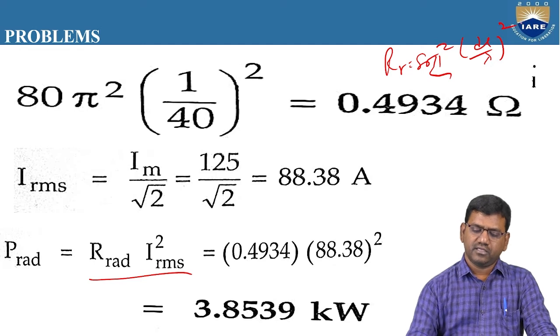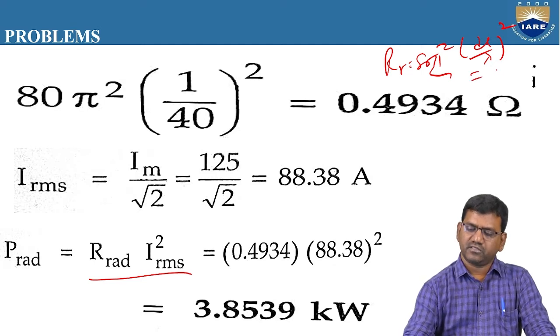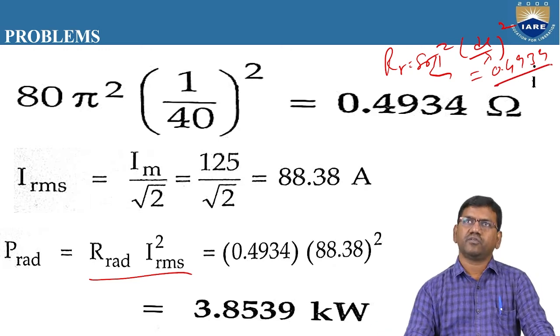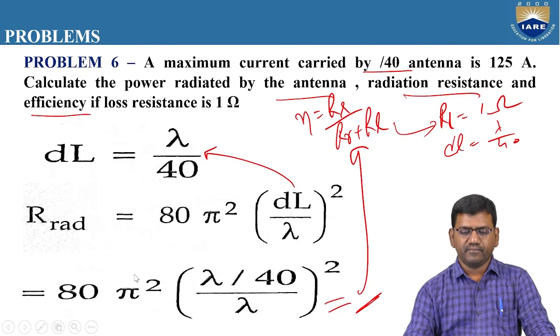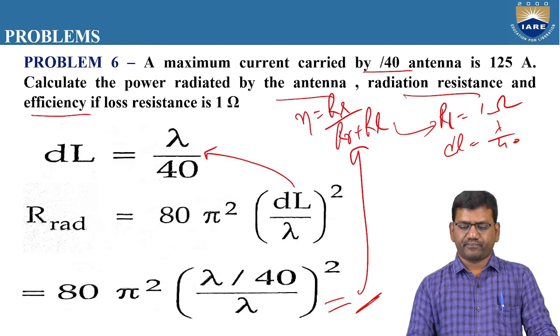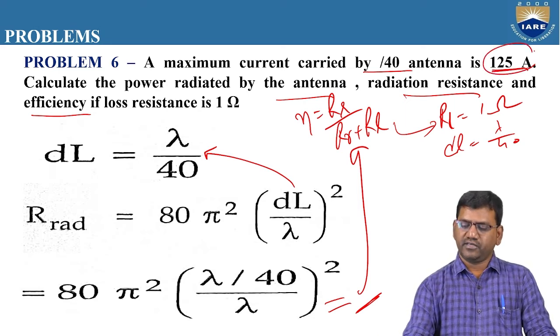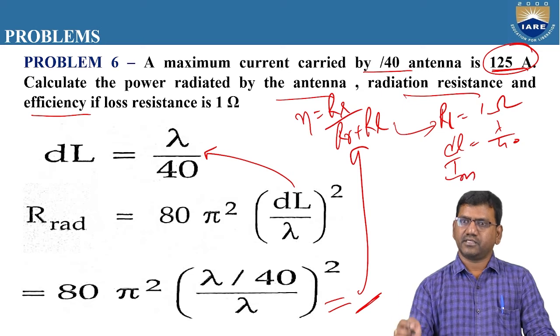So you got a value of 80 pi square into (dl by lambda) whole square equal to 0.4934. You substitute this 0.4934 in this expression. And here you can see the problem: the maximum current is given as 125 amps. So this 125 amps represents the IM value. So IM is equal to 125 amps.